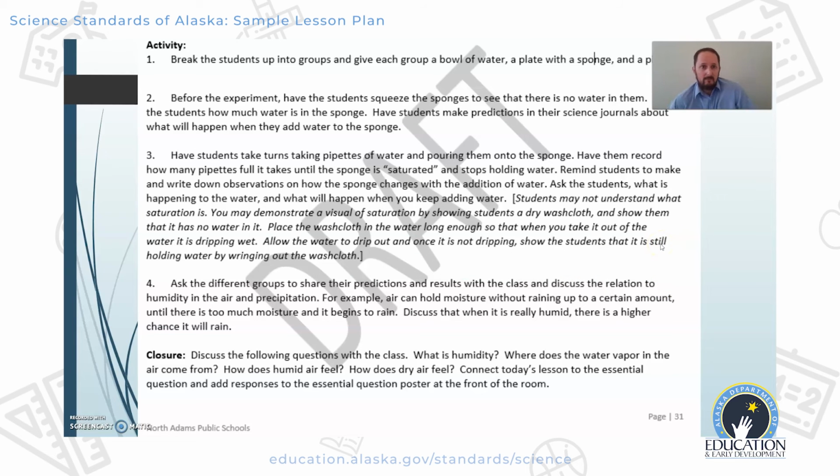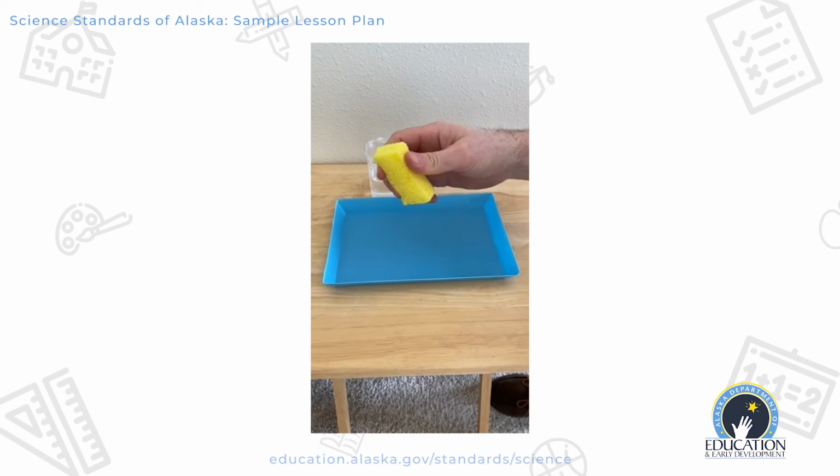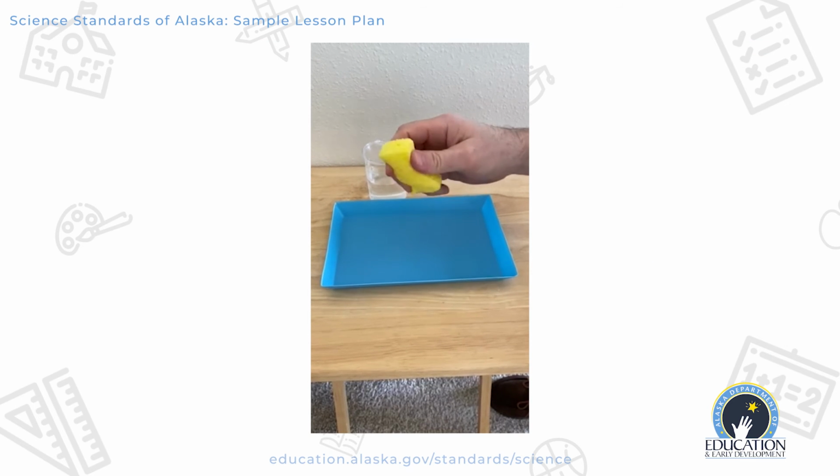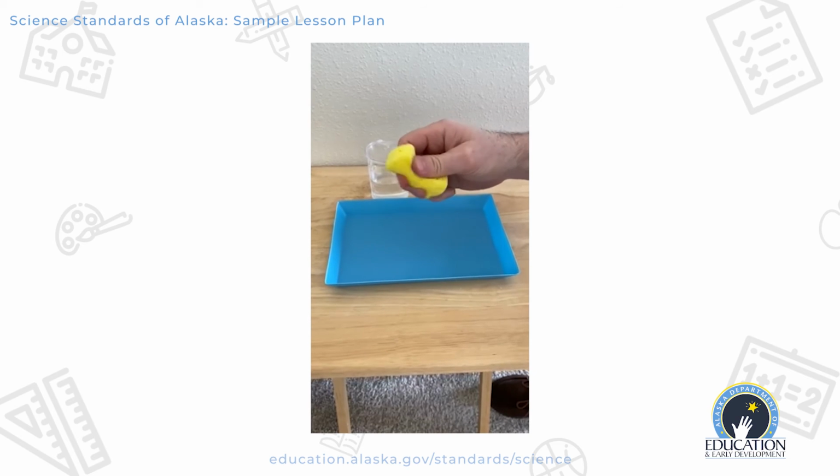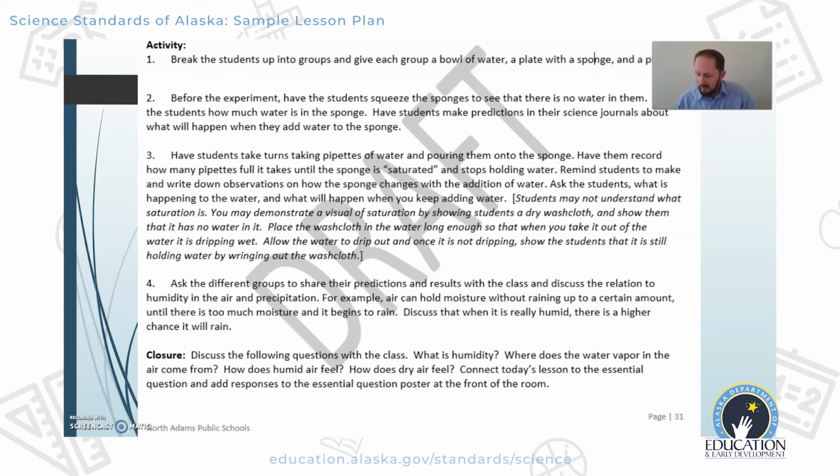And then I'll have the kids in the groups. Before the experiment, I'm going to ask them to squeeze the sponges to see that there's no water in them. And I'm going to ask them how much the water is in the sponge. Then I want them to make predictions in their science journals.